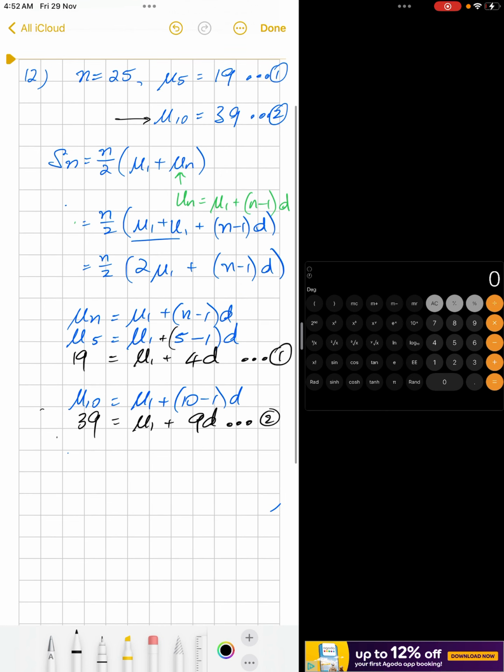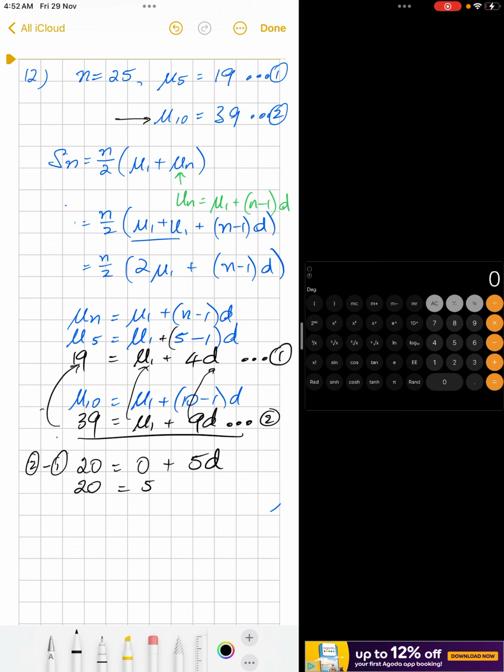So we need to solve this, and we could simply take equation 2 minus equation 1. So that would give us 39 take 19 is 20. u1 subtract u1 is 0. 9d take away 4d is 5d. So 20 equals 5d. Therefore, take the 5 across, d equals 4. So we know that d equals 4.